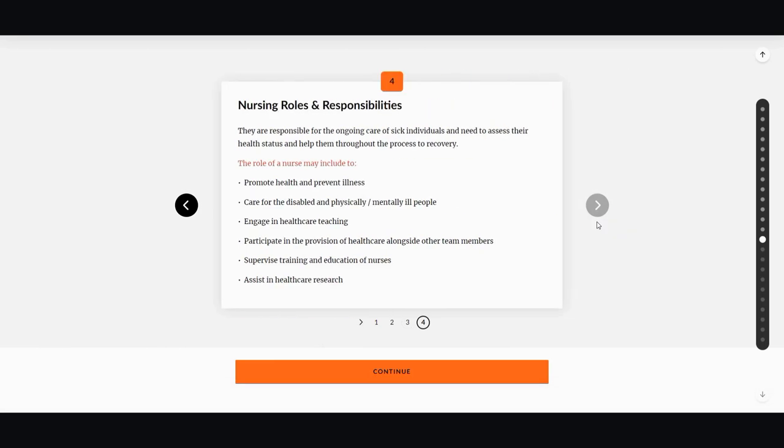When we want to talk about some of the nursing roles and responsibilities, I'd say that nurses are responsible for the ongoing care of sick individuals, and they need to assess their health status and help them throughout the process to recovery.